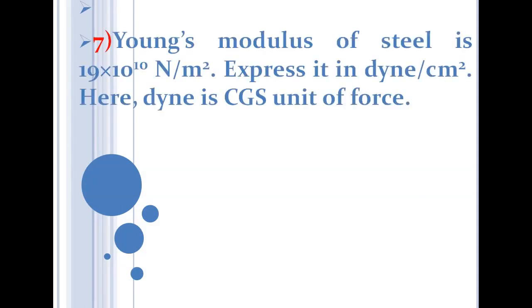Young's modulus of a steel is 19 into 10 power 10 Newton per meter square, or simply 1.9 into 10 power 11 Newton per meter square. Now express it in dyne per centimeter square. Here dyne is a CGS unit of force. That means simply Newton per meter square is the SI unit of Young's modulus, and dyne per centimeter square is the CGS unit of the Young's modulus. We have to convert from SI to CGS system.